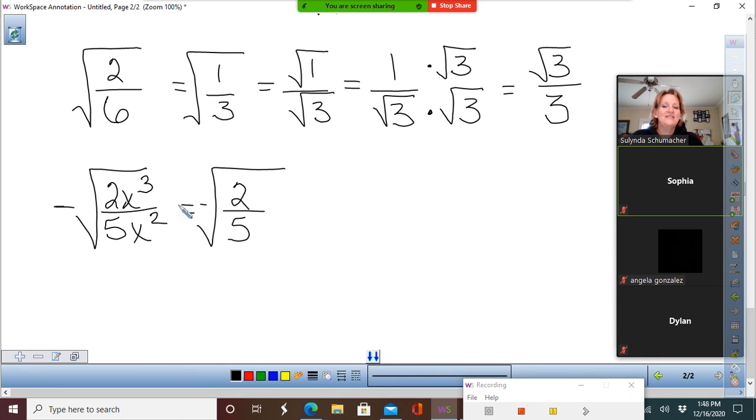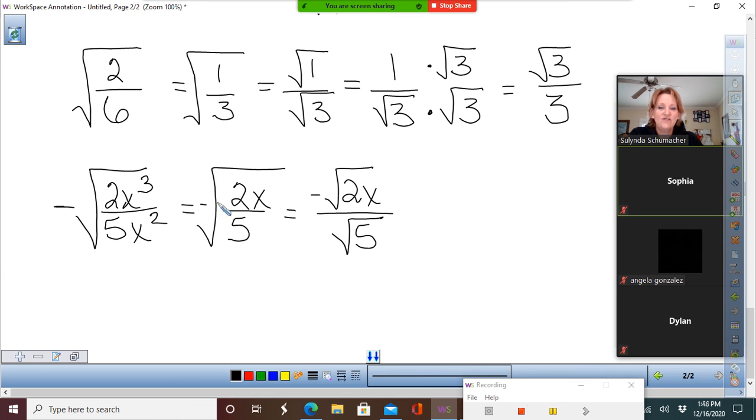X's, where do I have more X's? I have more X's on the top. I'm going to leave my X on the top, right? I have one more X in the bottom. So I reduce my fraction. Now I write this as separate square roots. So this is a negative square root of 2x over the square root of 5.